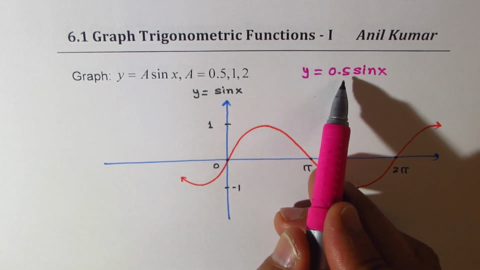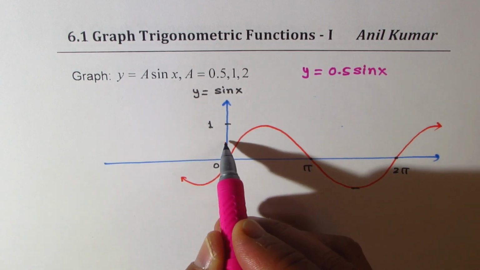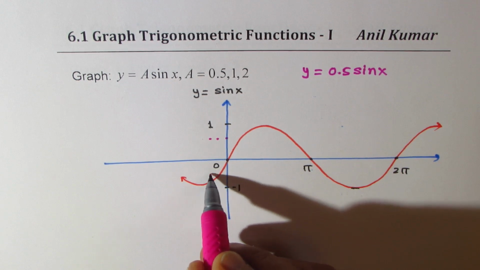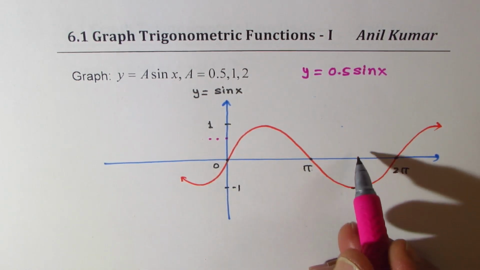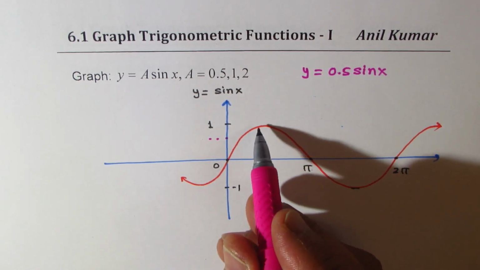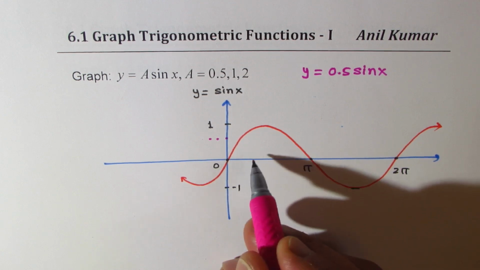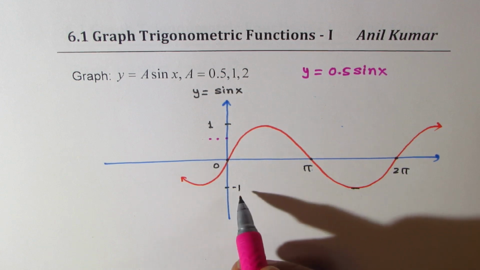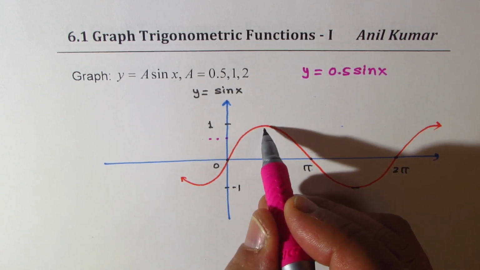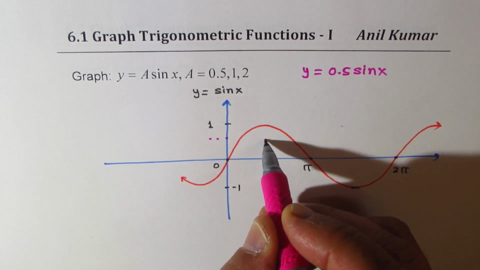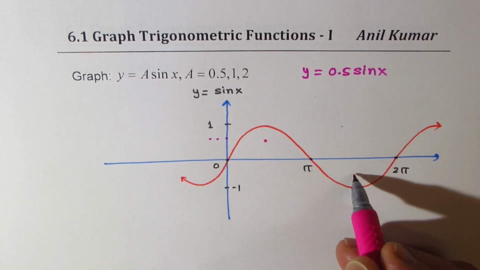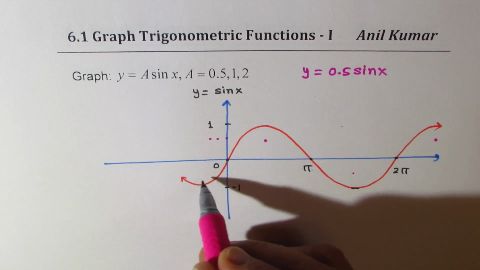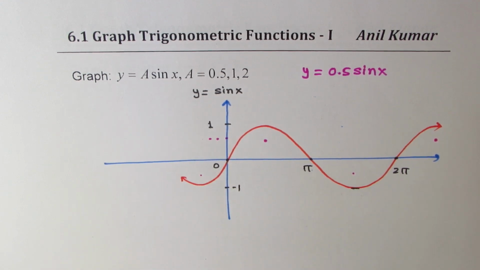Now, if amplitude is 0.5, we mean that it is half, right? So both maximum and minimum will not be 1 or minus 1 now; maximum will be half, minimum will be minus half. That's all. So it is vertically compressed by a factor of half. So it'll be kind of like this. Do you see that part? Right. So that is what will happen to the graph.